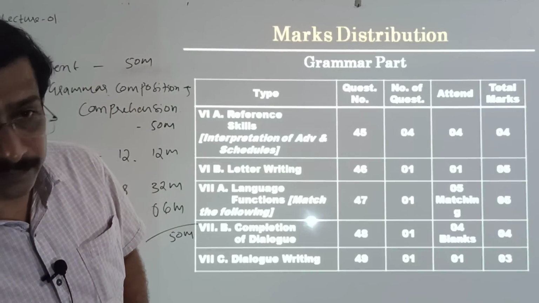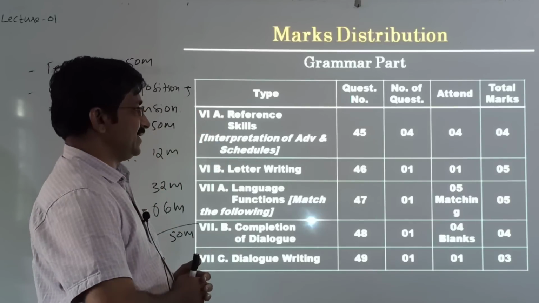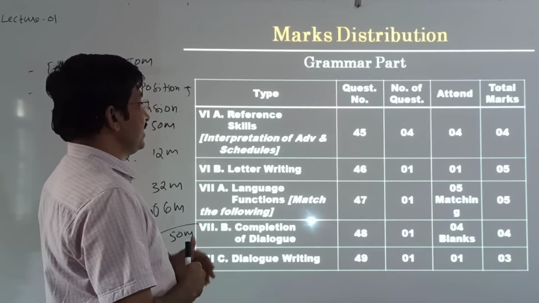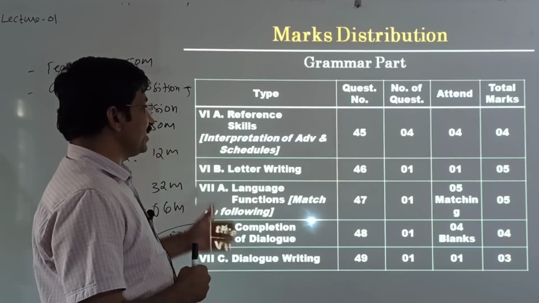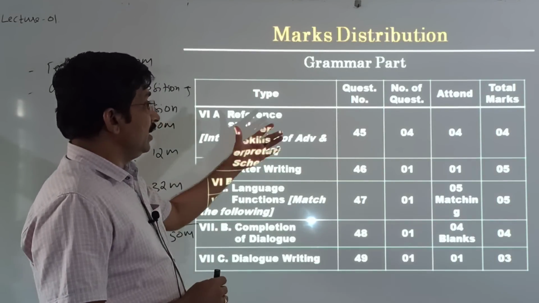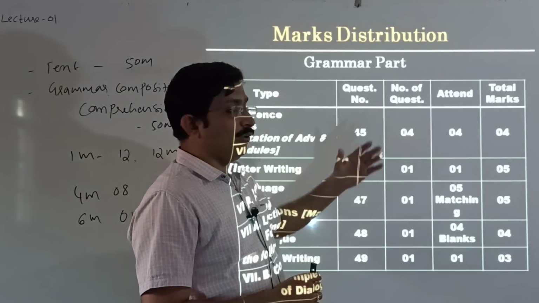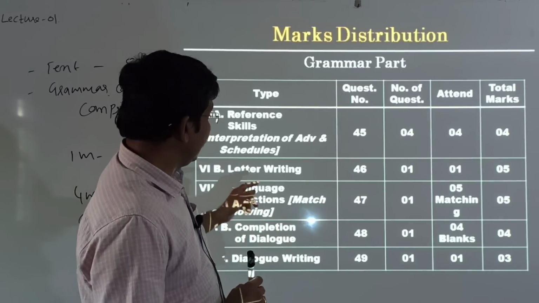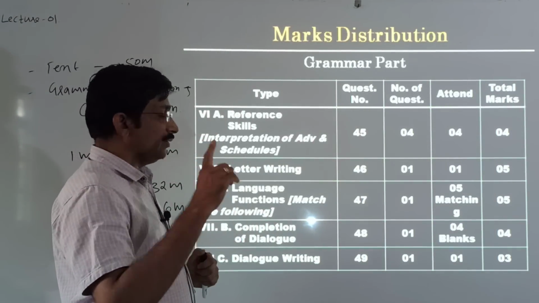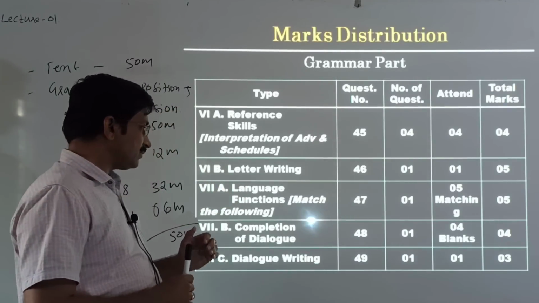Okay, next type: reference skills. Reference skills means interpretation of advertisements and schedules. Question number 45, number of questions 4, will get 4 marks. Letter writing, 46th question. One letter writing is there and will get 5 marks.